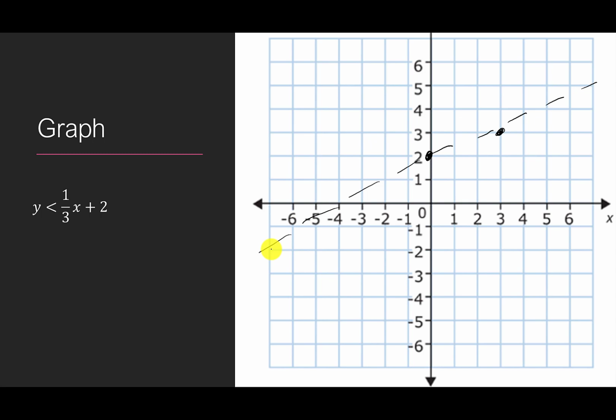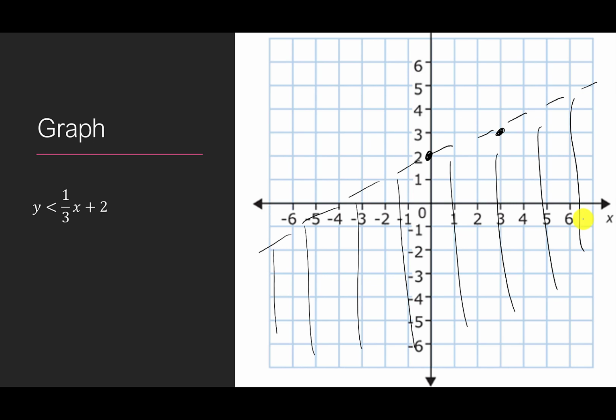And then what you need to do is say, well, where should I shade? Is it above or below? In this particular case where it says y is less than 1/3 of x plus 2, I think less than is below, so I would shade underneath.